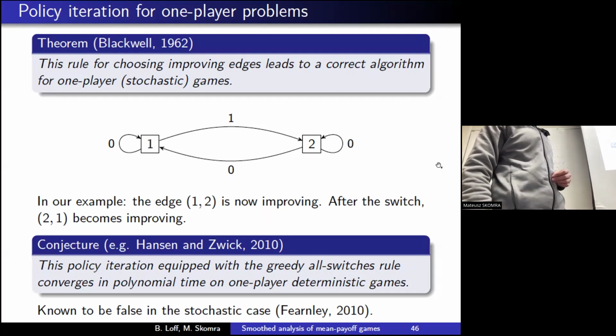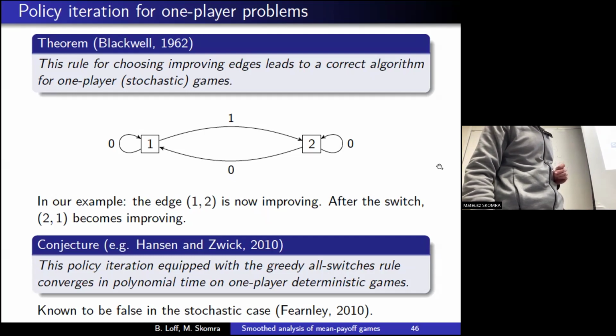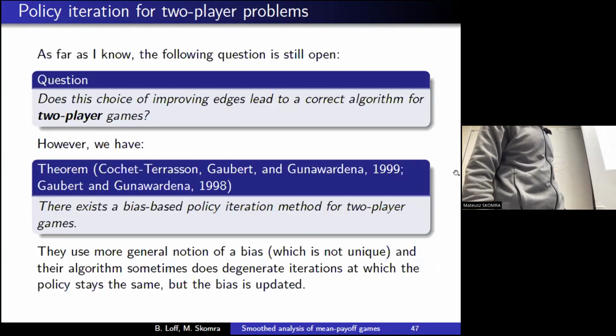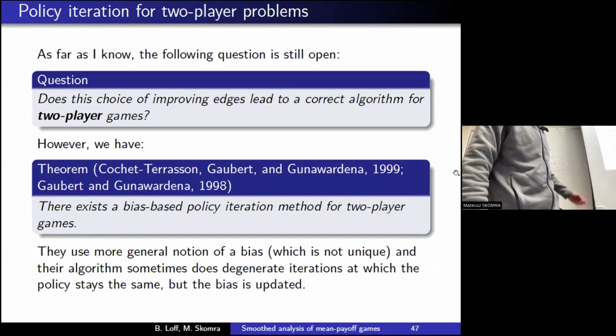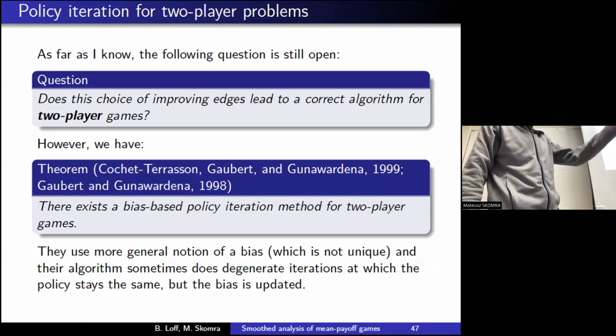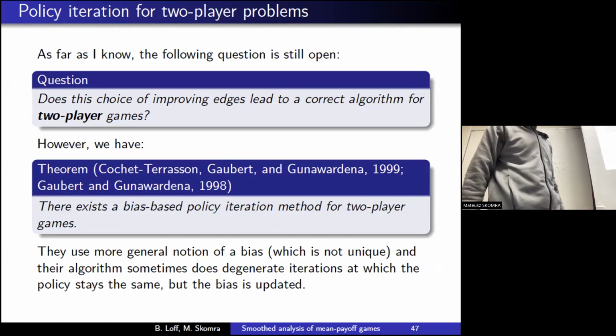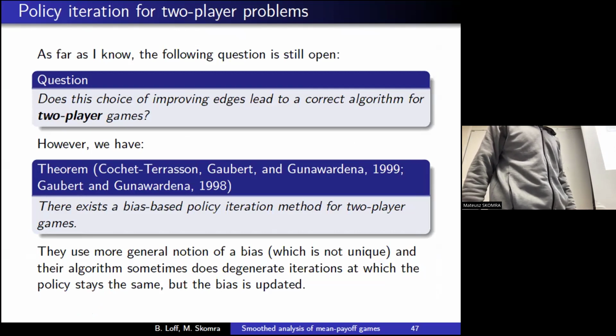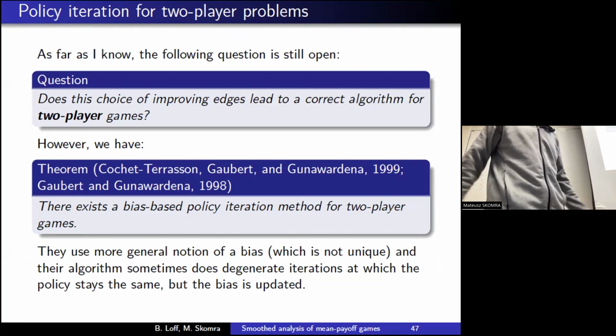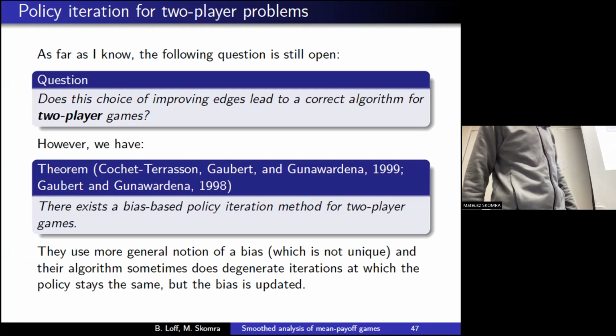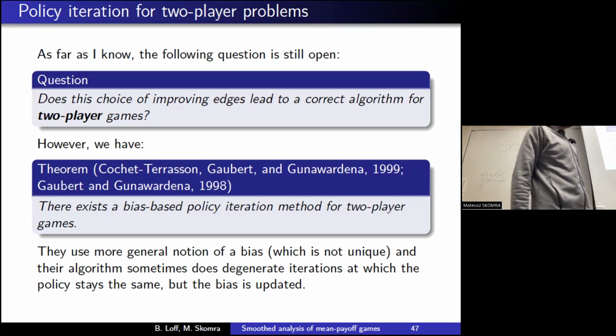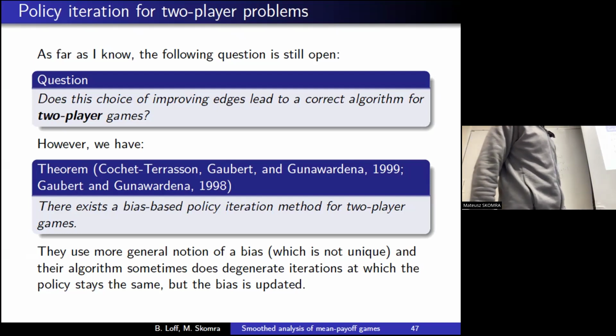So this is about this policy iteration rule with the Blackwell bias. There is an interesting thing: I have never seen a proof that this rule, with two terms only, converges in the two-player case. So I don't know if it actually does. In the one-player case, it was proven by Blackwell, but does it converge in the two-player case? I don't know.